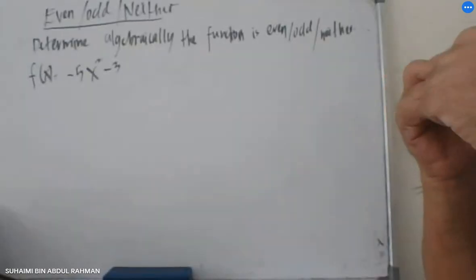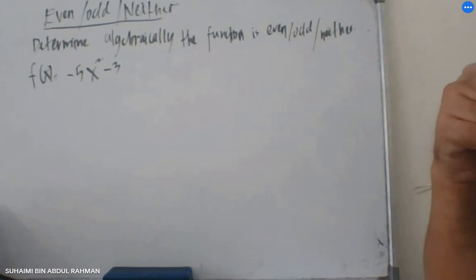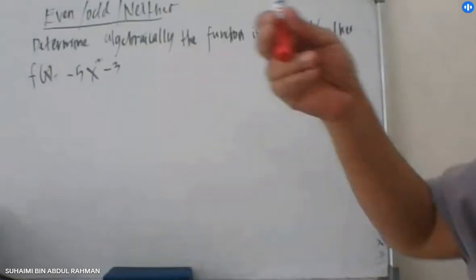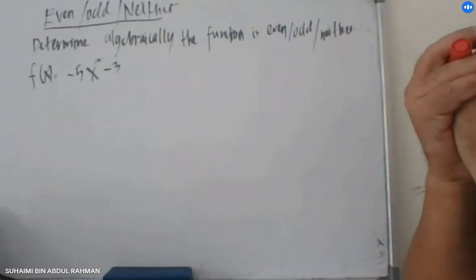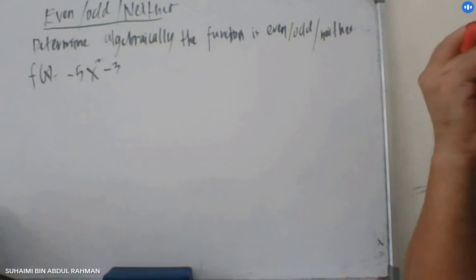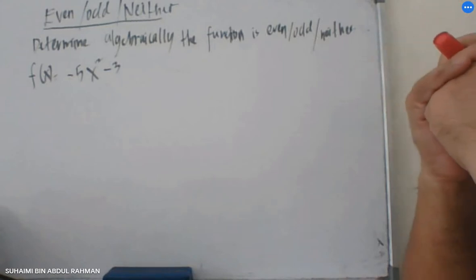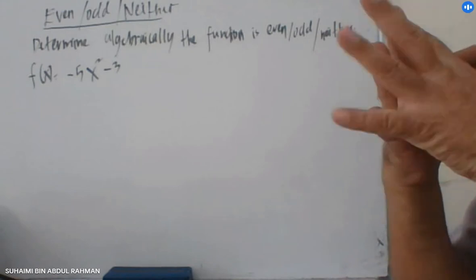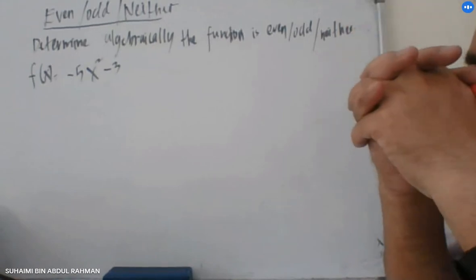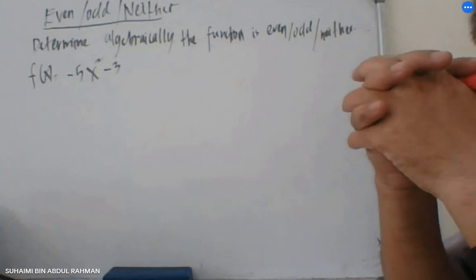Put the negative value. Symmetry about origin graphically. No. Now we talk about algebraically, not graphically. When we talk about symmetry, that is graphically. Now algebraically, what can we conclude about an even function?